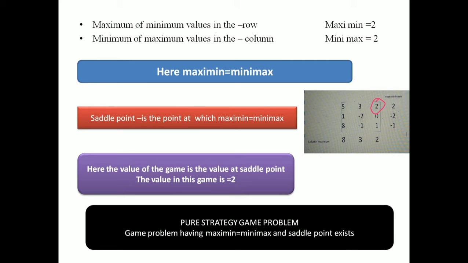So, in case of a pure strategy game problem, maximin is equal to minimax, and in that case a saddle point exists. The value at the saddle point is called the value of the game. So, that is the nature of a pure strategy game problem.